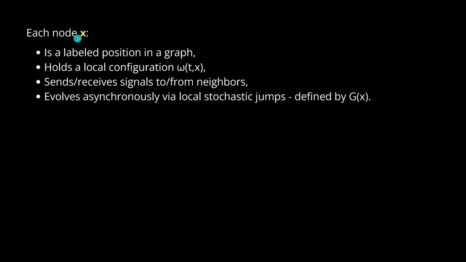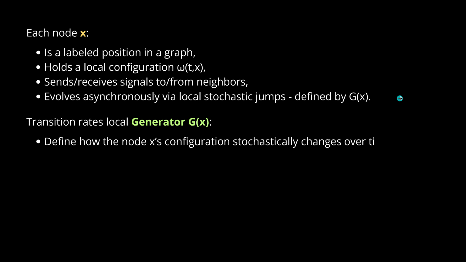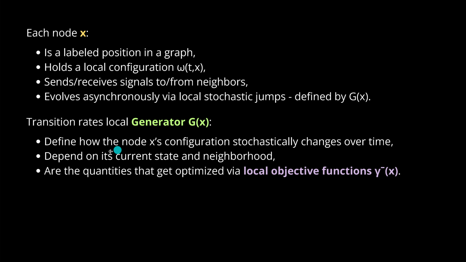Short summary. For each node x, we have a label, a position in the graph. It holds a local configuration Omega, sends and receives signals. Remember, message passing in graph neural networks to and from the neighbors. And it evolves asynchronously. Important, yes, great, fantastic. Via local stochastic jumps that are defined by the operator g of x for the transition rates. Our generator defines how the node x configurations stochastically change over time, with a probability distribution depending on its current state and the defined neighborhood, and the quantities that get optimized, and now again by our least action principle of physics, our optimization of the local objective function gamma bar.